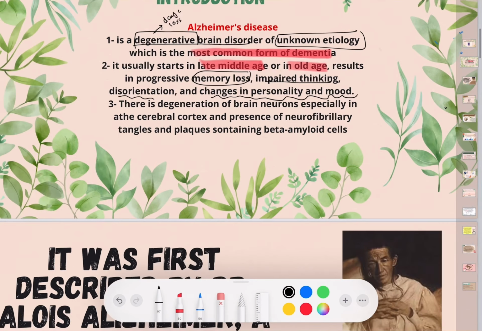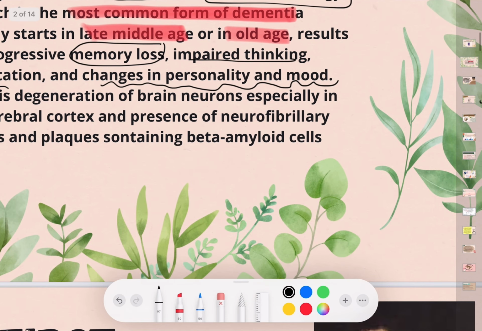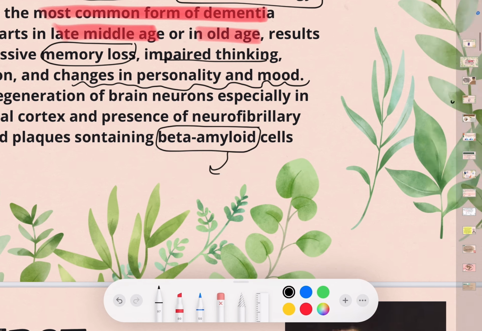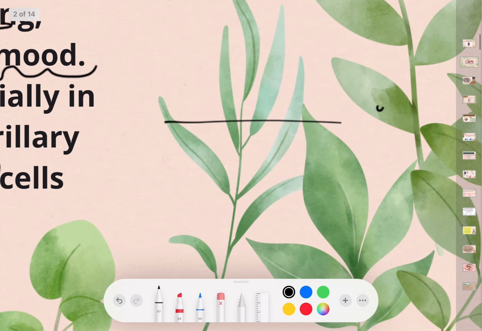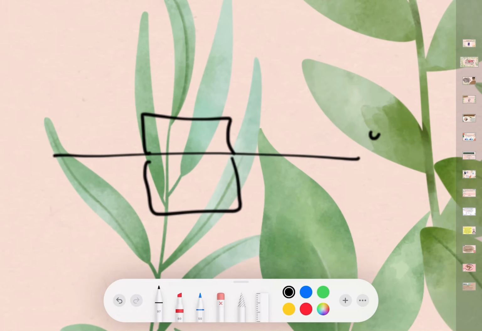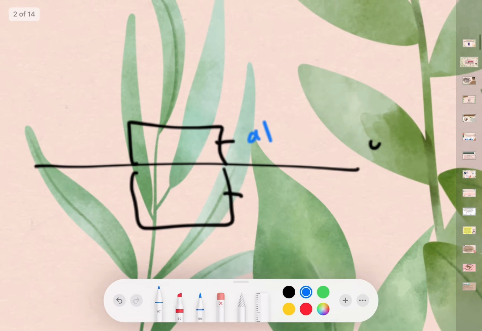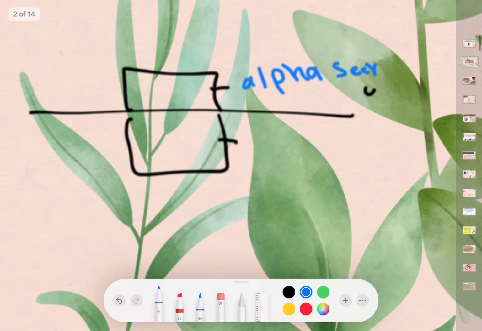There's some explanation according to the formation of beta amyloid plaques, so let's just have a small look at the neuron cell membrane, which is composed of two parts, extracellular part and intracellular part. The extracellular part is usually broken down by an enzyme called alpha secretase enzyme, and the intracellular part is broken down by a gamma secretase enzyme.